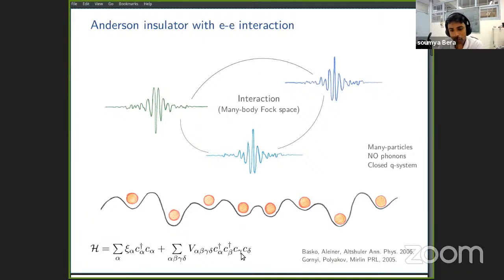If you think about it in the many-body Fock space, all these single particles are localized because you have a disorder, 1D system, Anderson localized. And this interaction matrix element is essentially giving you hopping between these different Slater determinants. That was essentially the starting point of what happens in the interacting disordered system.